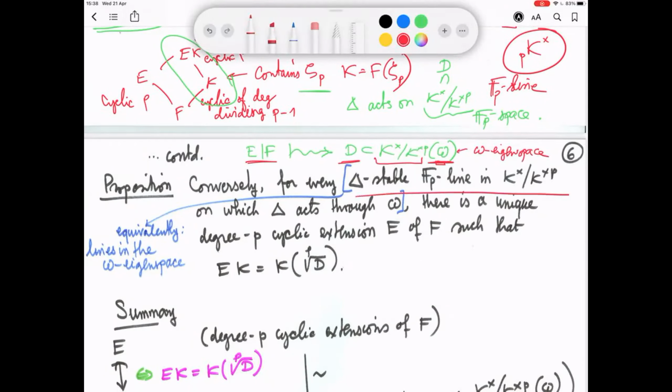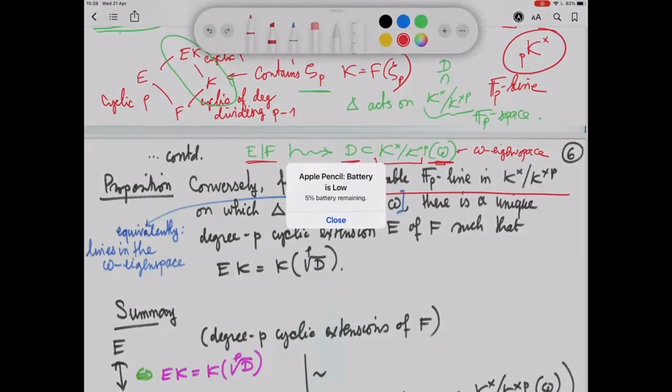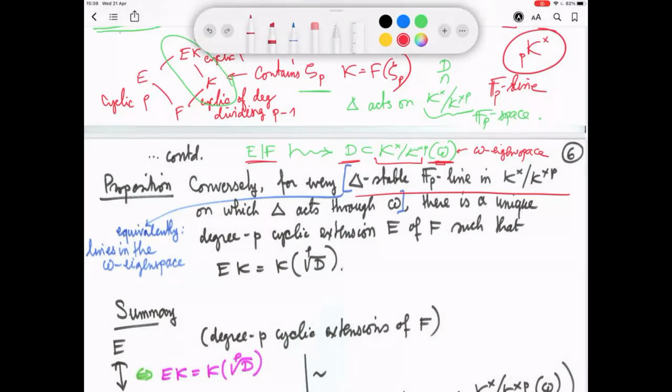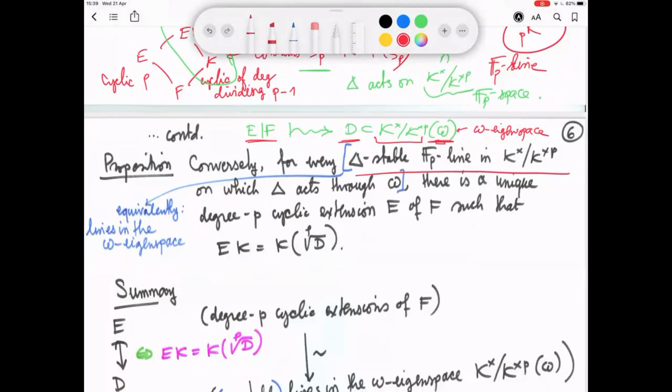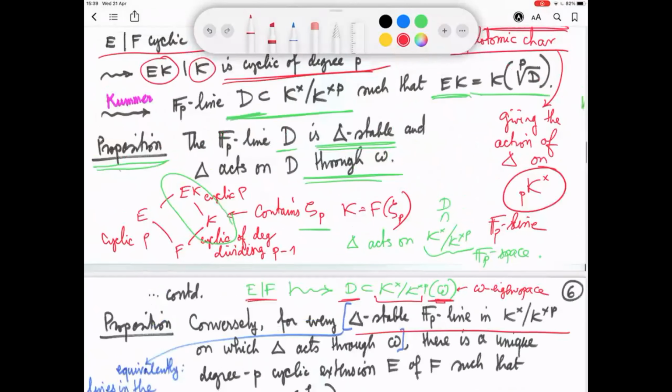Conversely, for every delta stable line in this, so the converse says that every delta stable line in this, K star modulo K star to the P, on which delta acts through omega, the cyclotomic character, there's a unique degree P cyclic extension E of F such that Ek is the same as K adjoin pth roots of everything in D. This is just the converse of what we did on this page here.